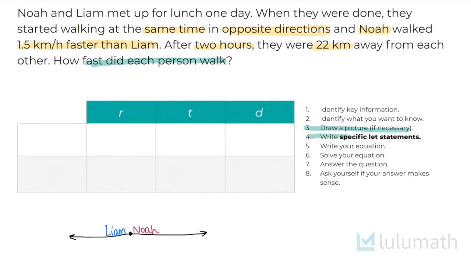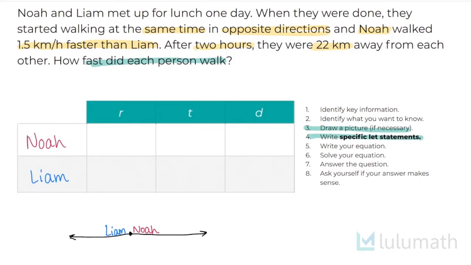So I'm actually going to combine writing our specific let statements with our picture when we do this, because this is going to help us out if we consolidate it together. So here we have Noah and here we have Liam. Whenever we write our specific let statements, we always ask ourselves, how many things do we not know? So we don't know how fast Noah walked and we don't know how fast Liam walked. But we also ask ourselves, what is everything based on? So Noah walked 1.5 kilometers per hour faster than Liam. So that means that Noah's rate is based on Liam's rate.